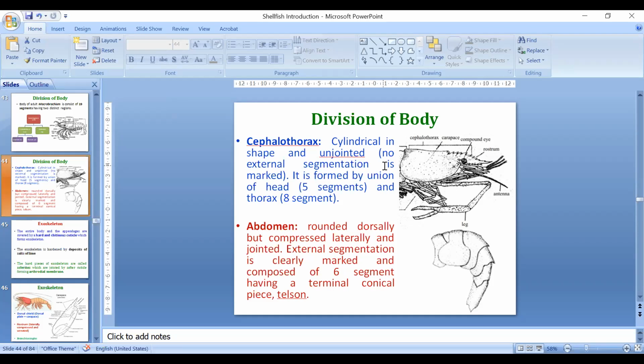The prawn body is divided into 19 segments. These 19 segments are basically of two regions. One region is cephalothoracic, which has 13 segments. The other region is the abdominal, which has 6 segments. Now this cephalothoracic region is further divided into two: the head region and the thorax region. The head region has 5 segments and the thorax region has 8 segments.